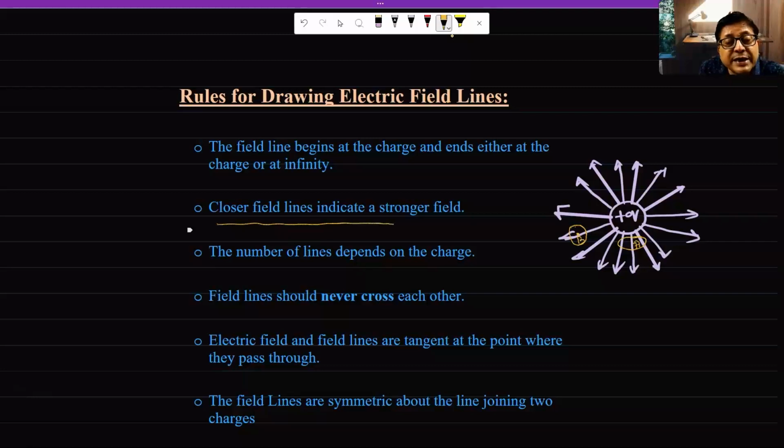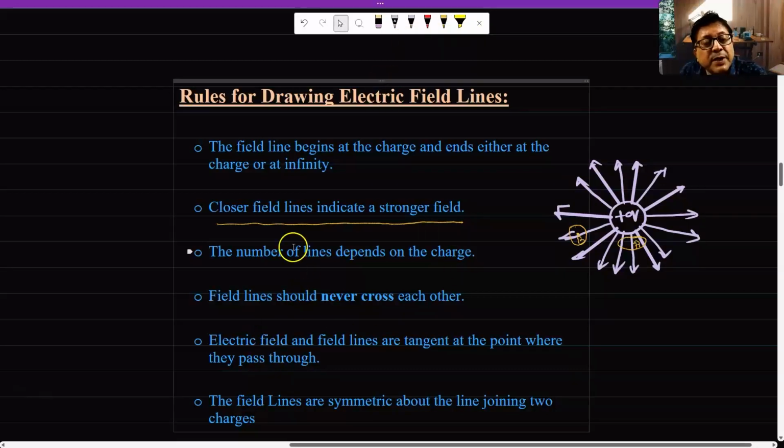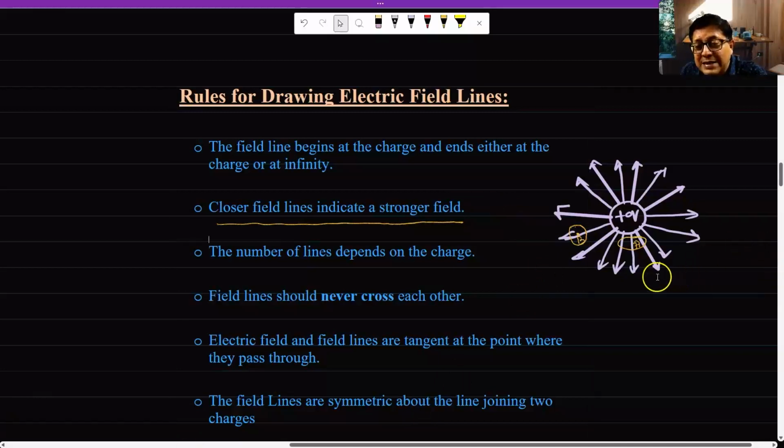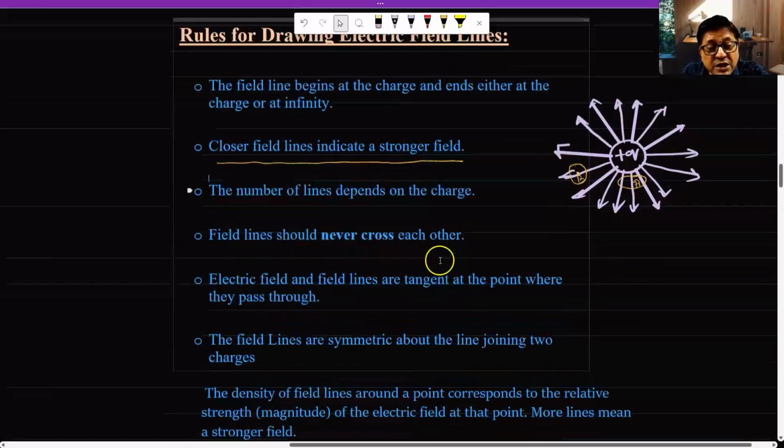Closer field lines indicate a stronger field. Okay? In fact, strength of electric field at a point will be decided depending on this fact. It is number of lines of forces crossing this unit area. This unit area, how many lines of forces passing through it? This is the measurement of electric field strength over there. This we'll learn in Gauss law. But here, just remember, closer field lines means stronger electric field over there. Number of lines depend on the charge mentioned earlier.